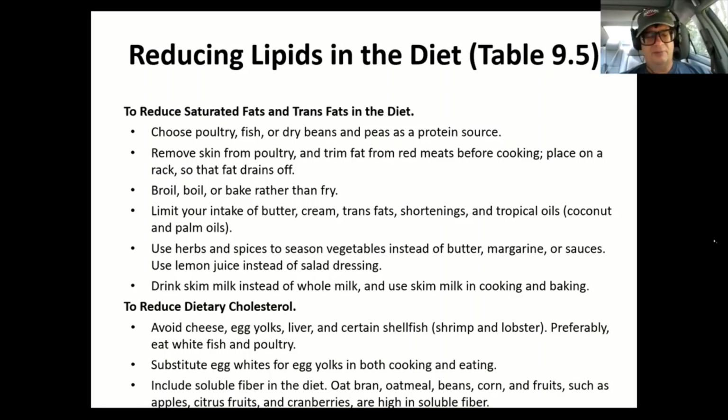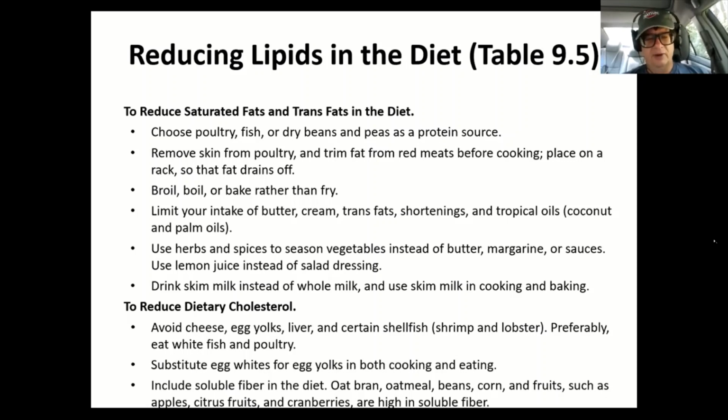We've got a list of proteins that are lower in fat. Chicken, fish, legumes. Take the skin off of the stuff and it will be lower fat. You can broil rather than bake or fry. It talks about how to season vegetables, how to cook, season food. So yeah, this page talks about cholesterol and fats.